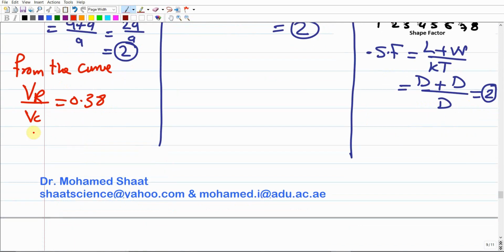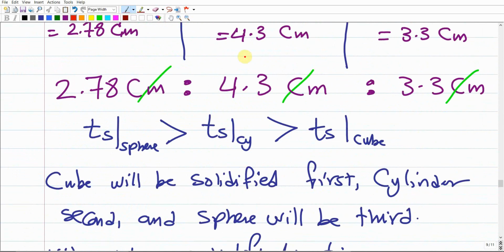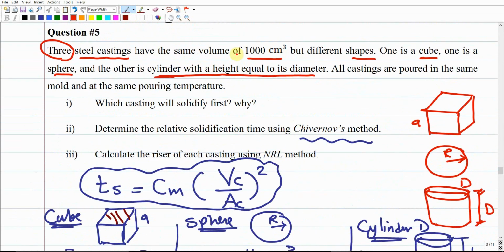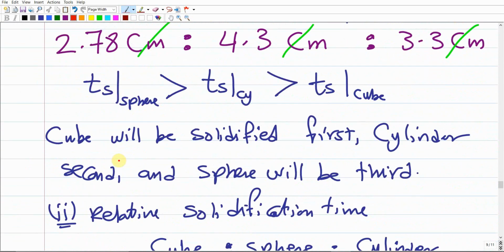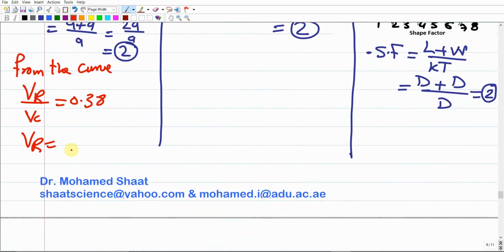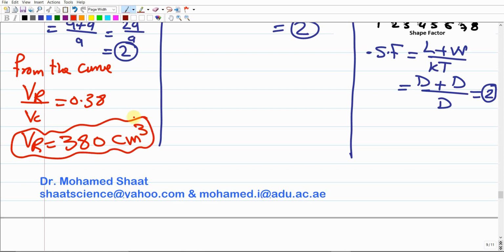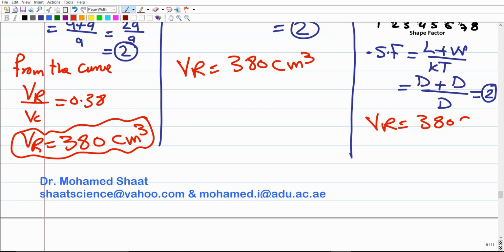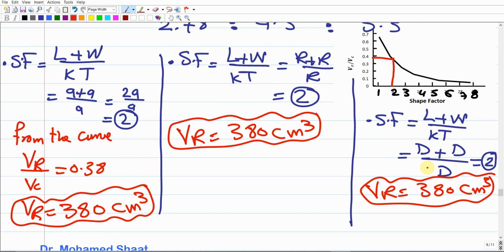So we conclude that the volume of the riser will be the multiplication of the volume of the casting, which is already given as 1000 centimeter cube, because all of them have the same volume, as mentioned above, right? So if we do the calculations here, the volume of the riser is going to be 1000 times 0.38, which gives us 380 centimeter cube. The same volume is going to be for the other cases. The volume of the riser as well will be 380 centimeter cube, and here the volume of the riser is going to be 380 centimeter cube, right? So the volume of the riser in the three castings will be the same.